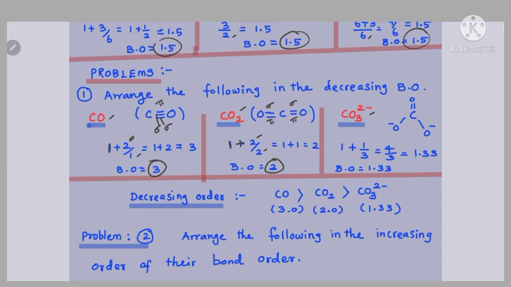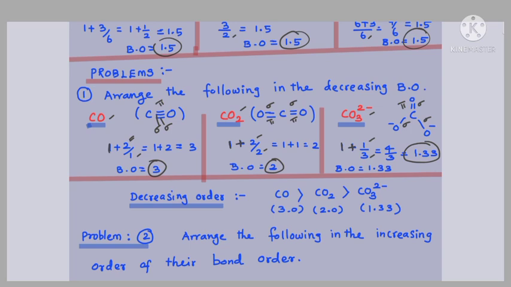Okay, right. Then the next one, carbonate anion. So this is the resonance structure of the carbonate anion. As usual, the first formula, 1 plus number of pi bonds. Here this is a sigma bond, this is also sigma. In the double bond, one is sigma, another one pi. 1 plus number of pi bonds 1 divided by sigma bonds 3. 4 by 3, so 1.33. Okay, right. Bond order of carbon monoxide 3, carbon dioxide 2, carbonate anion 1.33.